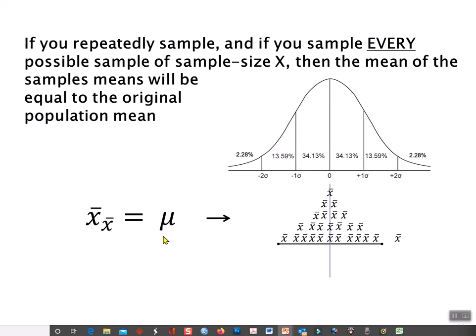I tested that out once with a small size population, and in fact it did work. I was just curious and I guess bored one day. That was about, I don't know, 10 or 15 years ago. And it did work. It gave me the population mean of the original population when I took the mean of all possible sample means. I have that in my notes somewhere. I should bring it out someday.